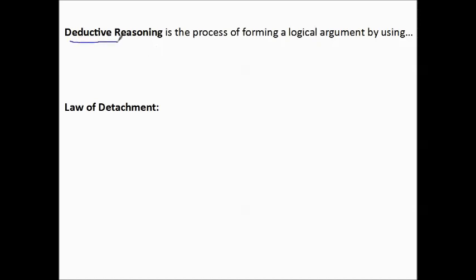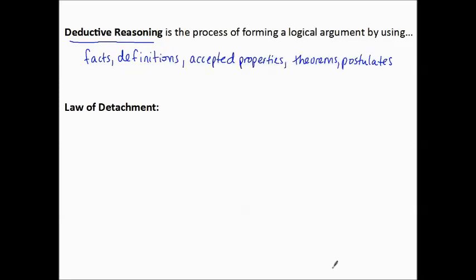Deductive reasoning is the process of forming a logical argument by using facts, definitions, accepted properties, theorems, postulates, and other things that are true in a logical order to make a logical argument. We use two laws when we use deductive reasoning.